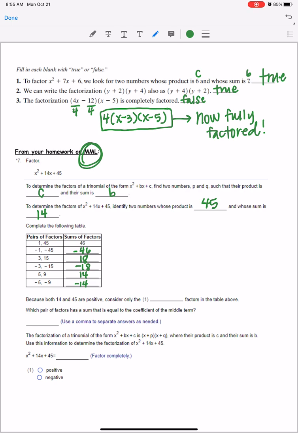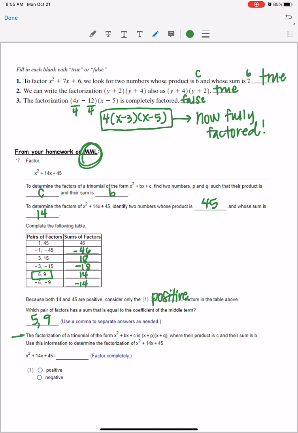It says, because both 14 and 45 are positive, consider the blank factors of the table above. These are your two options. We want to consider only the positive factors. Then you get this portion here: which pair of factors has the sum equal to the coefficient of the middle term? The coefficient of the middle term is your 14. Which one here adds up to your 14? That's your 5 and 9. So you'll do 5, 9.